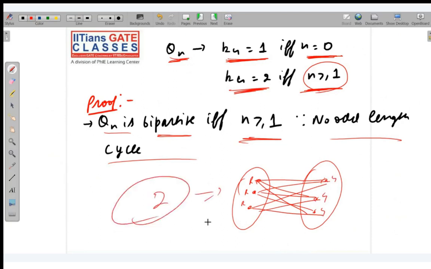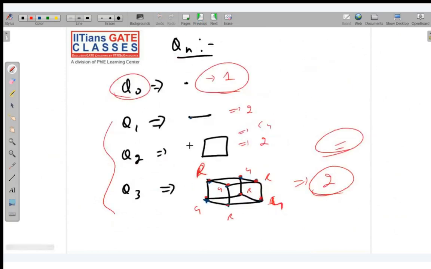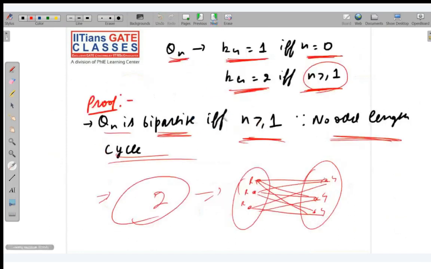Very beautiful theorem. Okay, so Qn is bipartite if and only if n is greater than or equal to 1, because there is no odd length cycle. Here there is no odd length cycle, you can check it out. To check bipartite, there should be no odd length cycle. If there is an odd length cycle like this or like this, you will never say it is bipartite. Now see this: the cube has 4 length cycles, no odd length cycle, and so on. So every Qn is bipartite except Q0, because it is only one vertex. So the chromatic number is 2 for n greater than or equal to 1, and 1 if n is equal to 0.